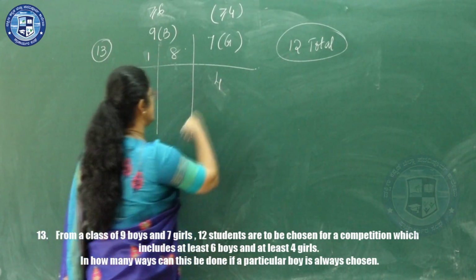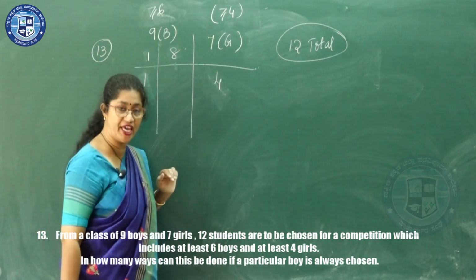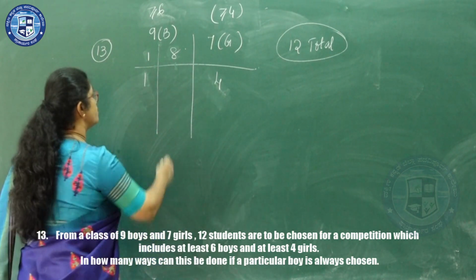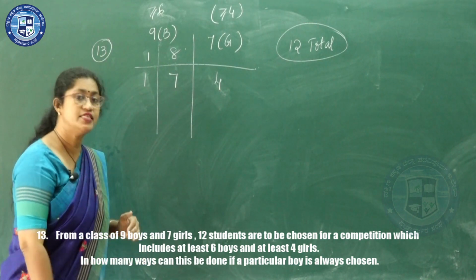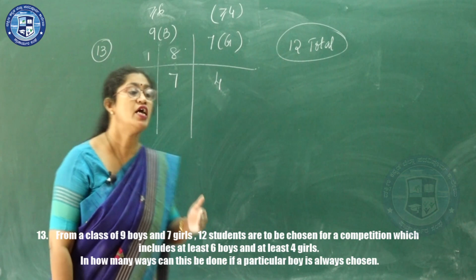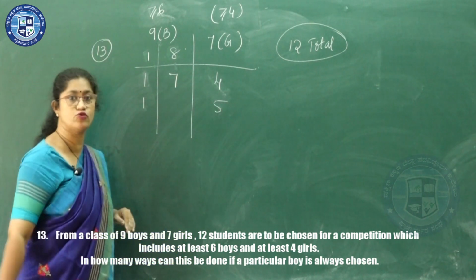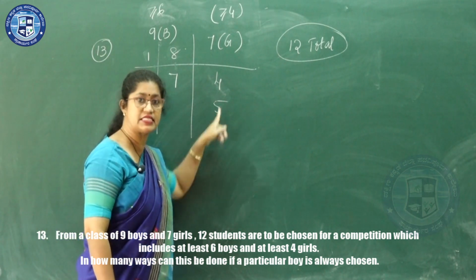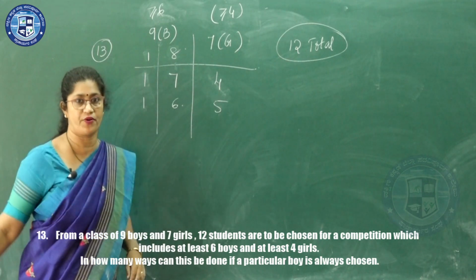If there are 4 girls, one boy is already chosen, 1 plus 4 is 5. I want to make a total of 12, so I need 7 more from here. Next, this is not the only possibility. If I take 5 girls, this one has to be chosen. 5 plus 1, 6. I want to make a total of 12, so I need 6 more.